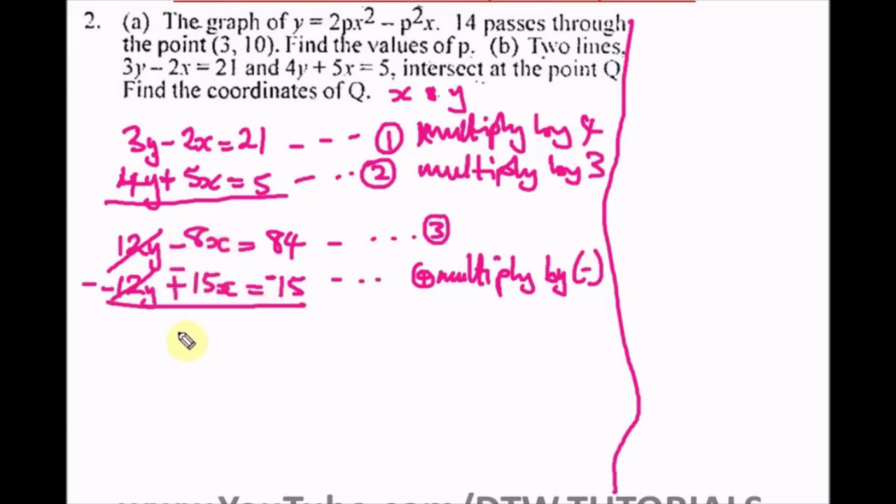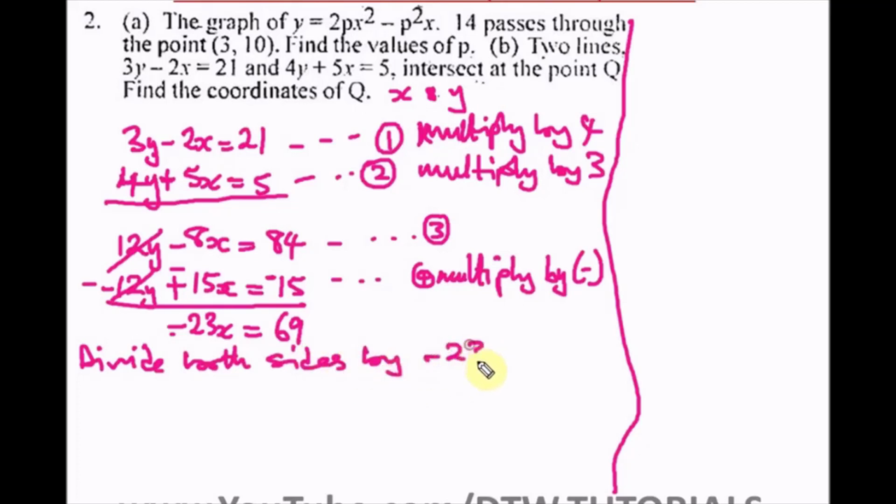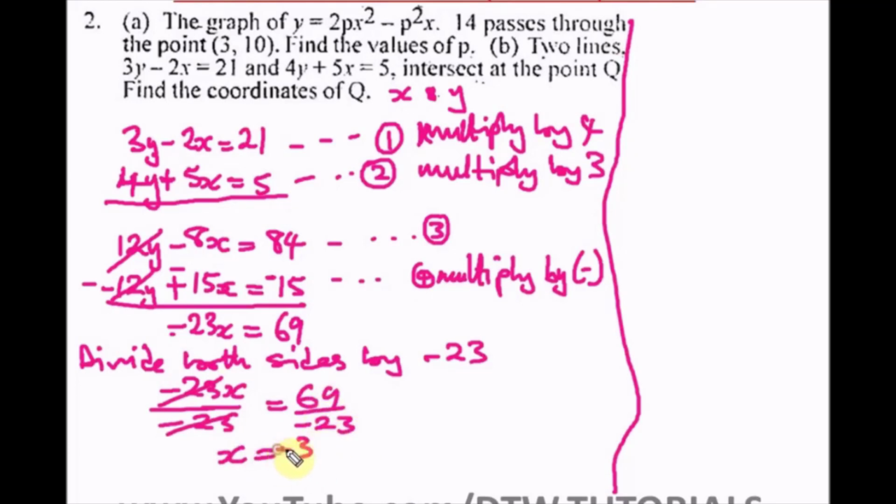And what is minus 8x minus 15x? We are going to get minus 23x equal to 84 minus 15. We are going to get 69. So the next thing to do here is to divide both sides by minus 23 for us to get x. So you are going to write divide both sides by minus 23. So here we have minus 23x divided by minus 23 equal to 69 divided by minus 23. So minus 23 will cancel out minus 23, and 69 divided by minus 23 will give us a minus 3. So x is minus 3.